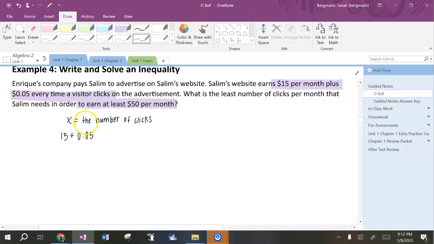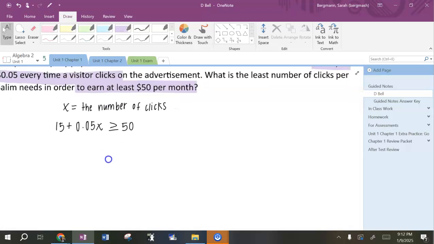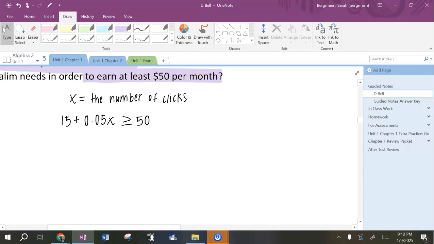We know that the number of clicks is the variable, so that's going to be 5 cents times X. Then, in order to make this an equation or an inequality, you have to put an equal sign, greater than sign, or less than sign, based on the rest of the given. It says they want to earn at least $50 in the month, so we'll make this greater than or equal to 50. Because if the amount that they earn is more than 50, that's at least $50. If it's equal to 50, that's at least $50.